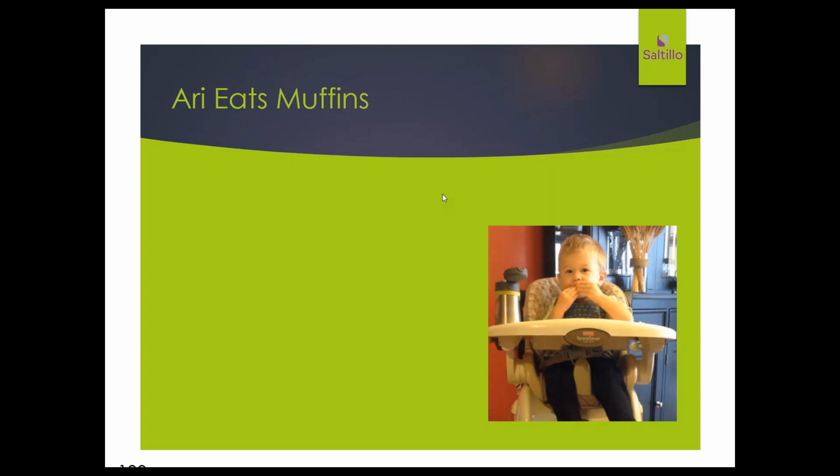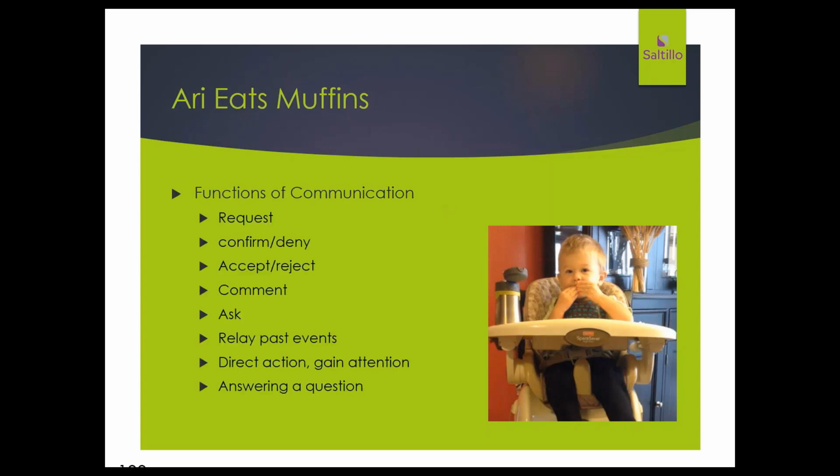All right. So I love that video. I think it's so cute. So when we look at the different functions of communication he had too, he requested, he denied, he accepted, he commented, he asked questions, he relayed past events, right? He directed an action, he answered a question, just all these different things. So I'd love to know, does anybody have any guesses about how many communication opportunities he had? So how many times he had the opportunity to talk? Anybody have any good posts in the chat window?